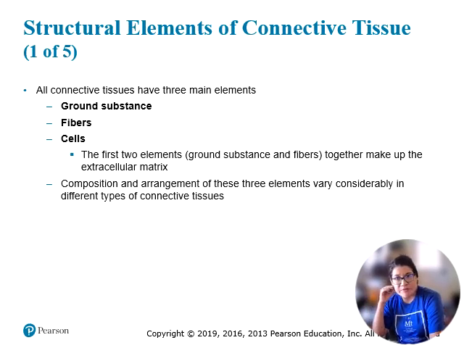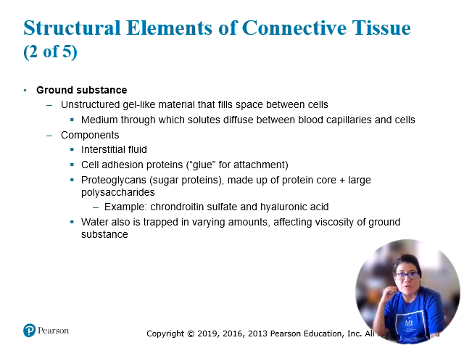Okay, and there's 3 main things that all connective tissue has: ground substance, fibers, and cells. So the ground substance is like just jelly goo that's in between the cells. It allows stuff to diffuse through and move through the cells. It's made of interstitial fluid, cell adhesion proteins, which sticks them together, sugar proteins, and then water.